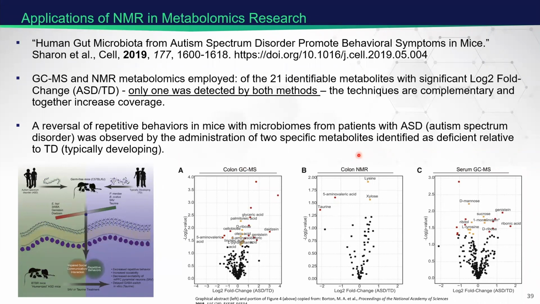were used as a therapeutic in mice with autism, and they saw a reversal of behaviors. One of these was taurine, which was only picked up in the NMR. The reason I want to highlight this one is it shows the complementarity of the techniques, and if you have access to both approaches, why not use them, increase your coverage, and pick up more things, because they both have strengths and weaknesses.